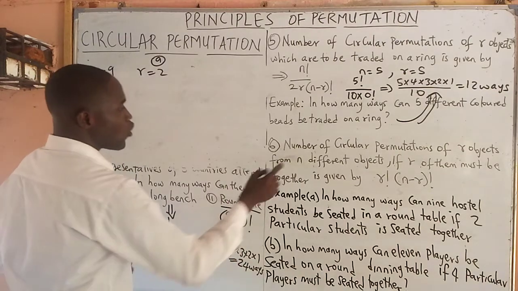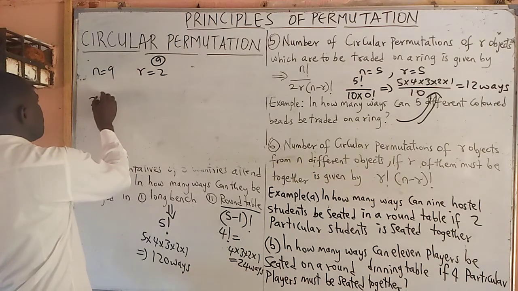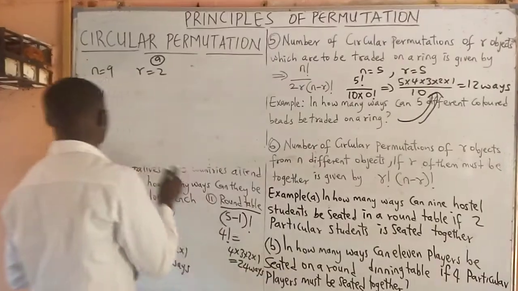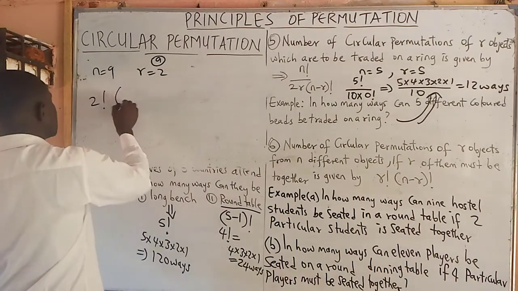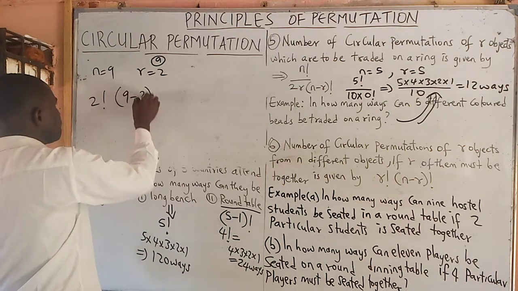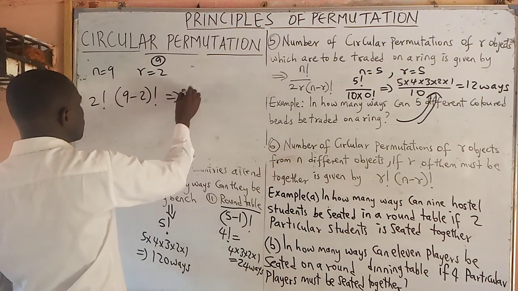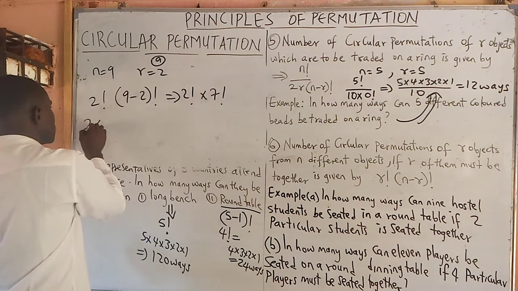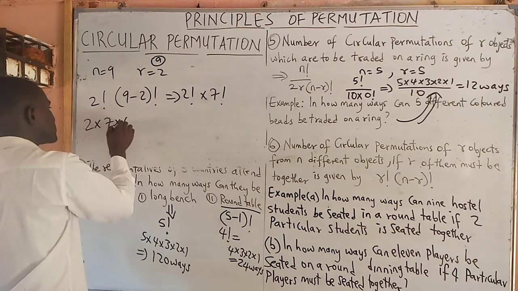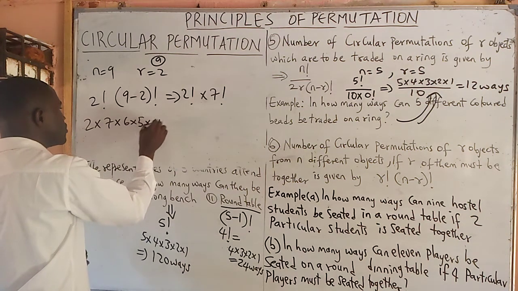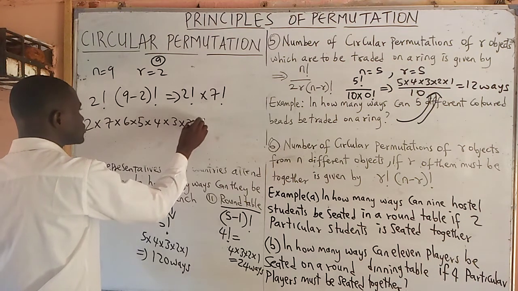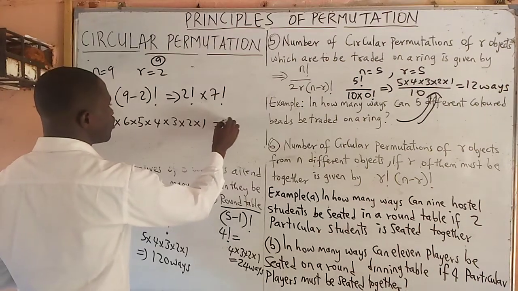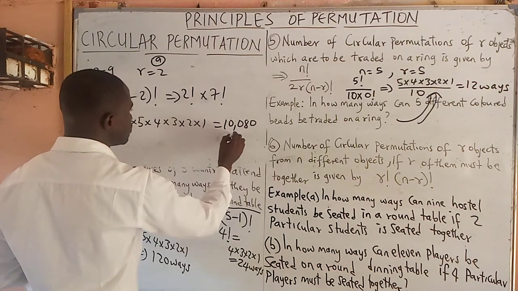Now we say, what is your r? 2 factorial, because they say 2 particular students are seated together. Then what is your n? 9 minus 2 factorial. That will give us 2 factorial times 7 factorial. 2 factorial means 2, times 7 factorial means 7 times 6 times 5 times 4 times 3 times 2 times 1. So if you use your calculator to press it, it will give you 10,080 ways.